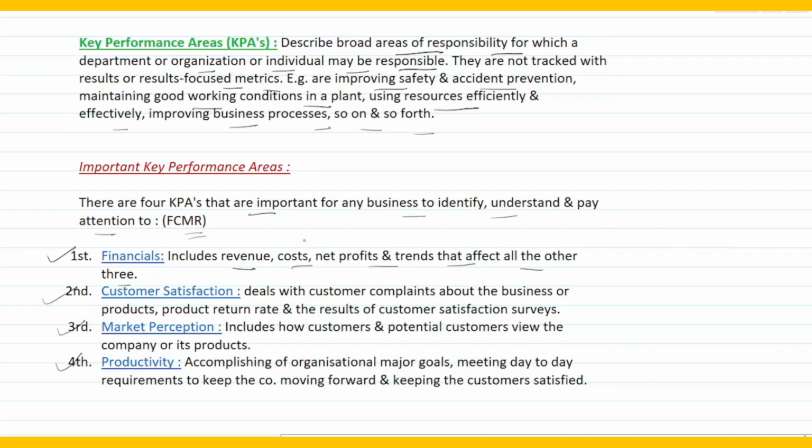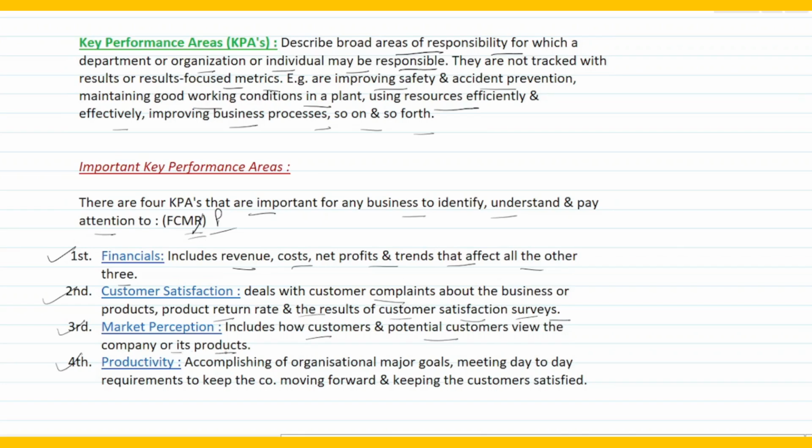So when I talk about KPAs, there are 4 important areas. For what? For business to identify, understand and pay attention to. This FCMR stands for financial, customer satisfaction, market perception, and P stands for productivity. Sorry, it is FCMP and not R. Right? Now first one is financials. Financial, we all know, it basically includes revenue, cost, net profits and trends that affect all the other 3. So this becomes a key performance area. Second one is customer satisfaction. It deals with the customer complaints about the business or products, product return rate and the results of customer satisfaction surveys. Then you talk about the market perception, includes how customers and potential customers view the company or its product.